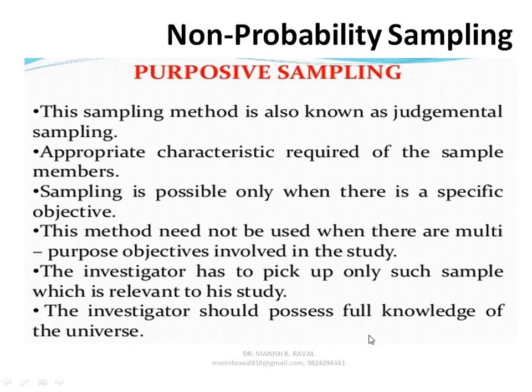The investigator should possess full knowledge of the universe. Now, who is relevant and who is not relevant? This can be decided only if the investigator has full knowledge of the universe. If he does not know the whole population, he will not be able to decide which member is relevant for his study or which member is not relevant. So purposive sampling or judgmental sampling can be used when the researcher or investigator has full knowledge of the universe, and out of this full universe he will select only those members which are relevant for his study.